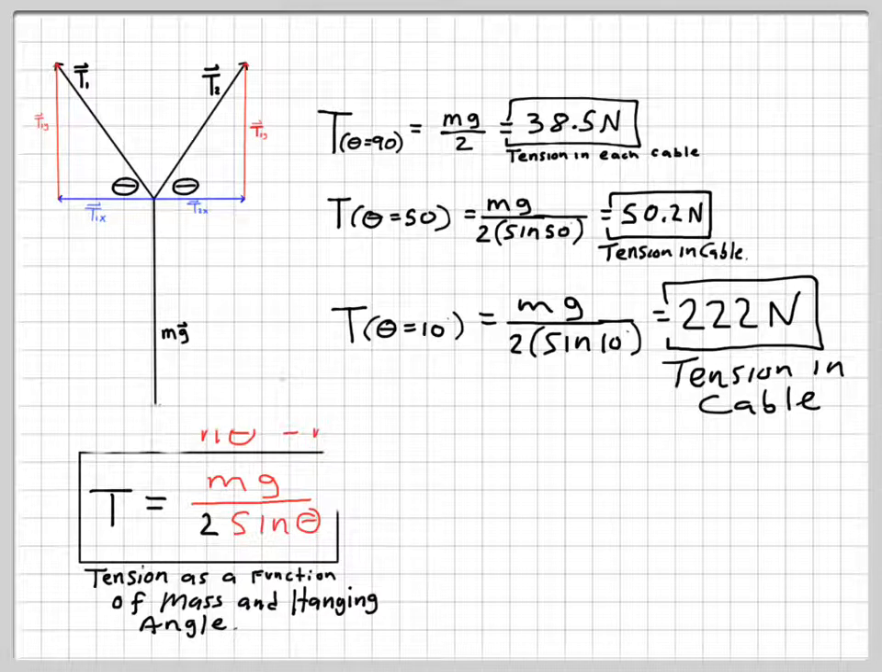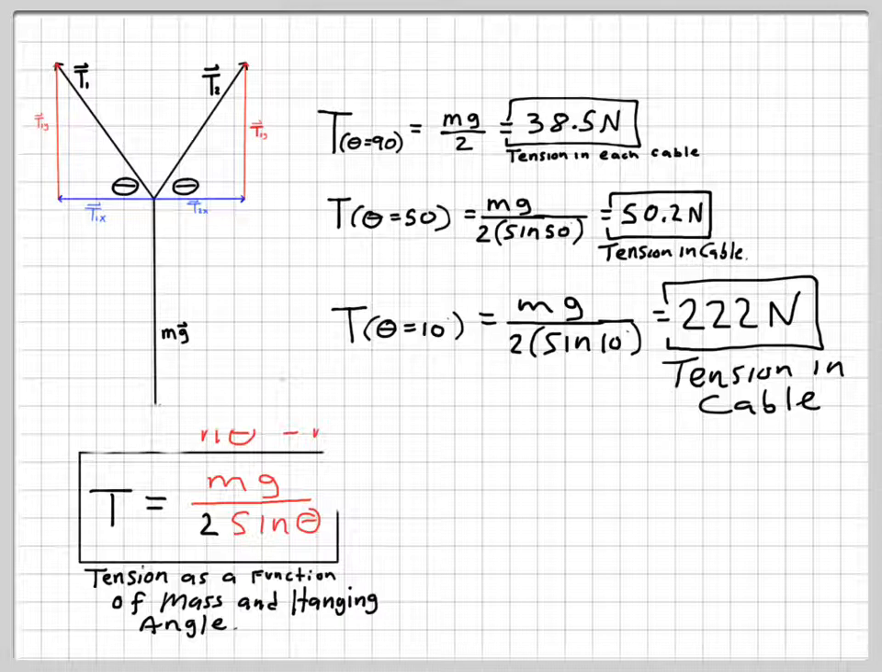And then when you hang it at 50 degrees, the left cable has 50 newtons or so, and the right cable has 50 newtons of supporting tension. And then when you pull them so they're almost horizontal, just 10 degrees above the horizontal, the left cable has 222 newtons of tension, and the right cable has 222 newtons of tension. So it's interesting to ask, what do you think would happen if you were to continue stretching and pulling on the cables until you tried to get them perfectly horizontal, so the hanging angle was 0 degrees, or the cables were parallel to the ground?